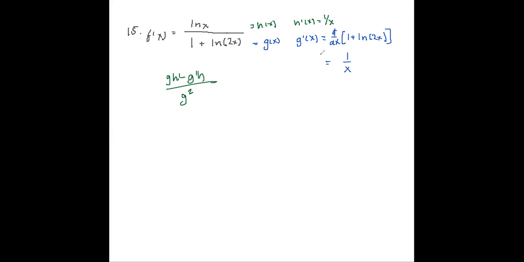So g is going to be 1 plus the natural log of 2x times h prime, which is up here, it's 1 over x, minus g prime, which is 1 over x, times h, which is the natural log of x, all over g squared, which is going to be 1 plus the natural log of 2x, squared. And I would leave it just like that on the bottom there.